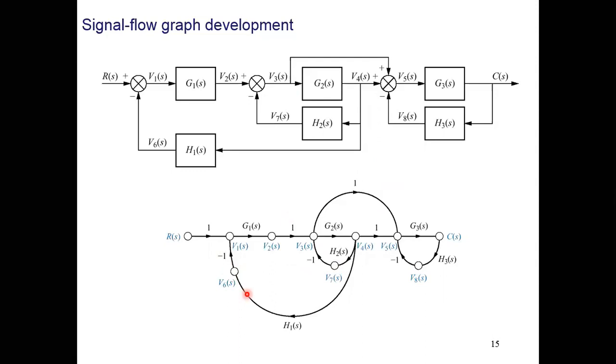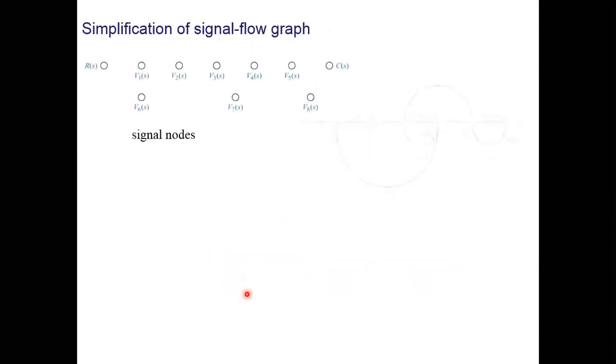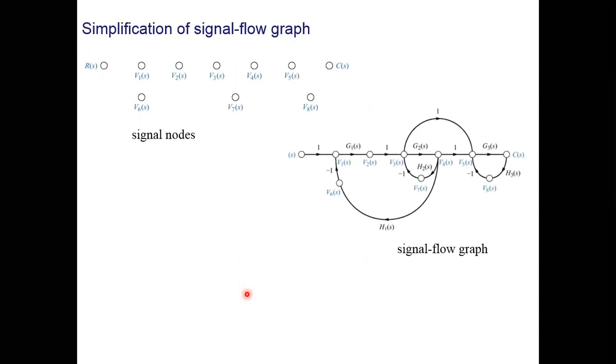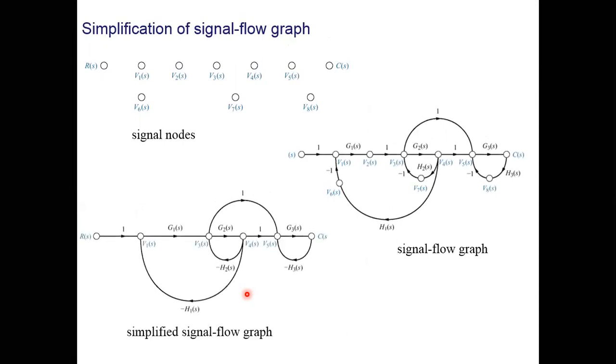So let's simplify it. This is our signal flow graph. Now we have simplified this signal flow graph by eliminating this unity gain, multiplying in cascaded form. So we multiply G1 with 1, so it's plus G1 of S, and here we will have minus H3 of S, here minus H2 of S, and here minus H1 of S. So this is our simplified signal flow graph.